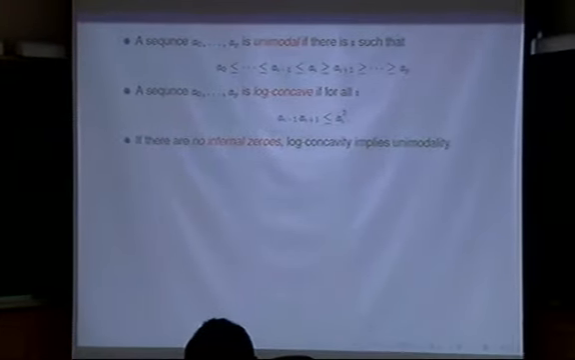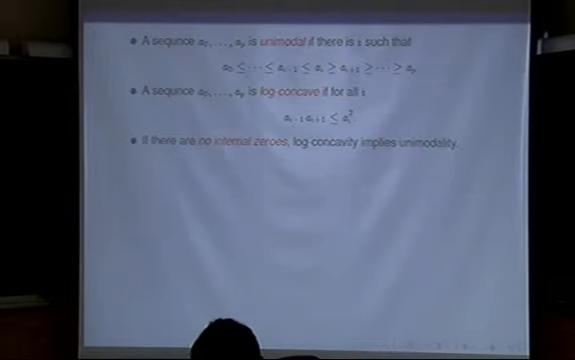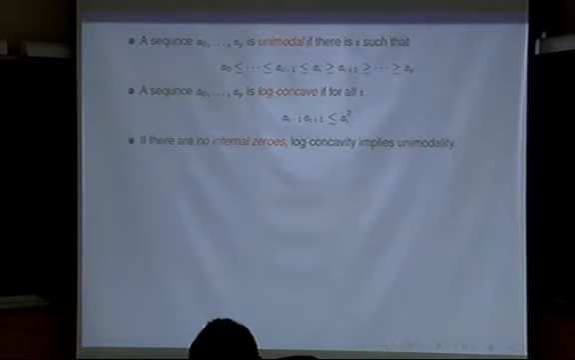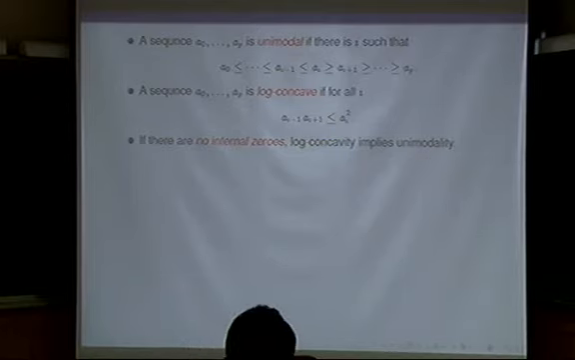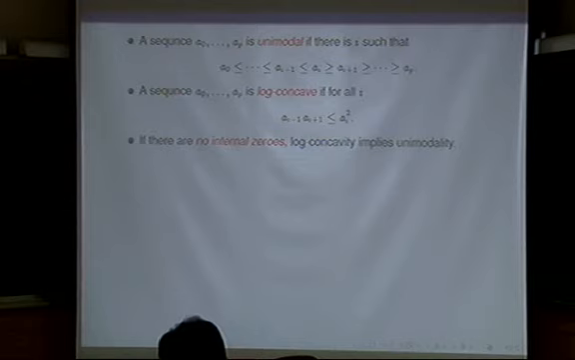If we have a finite sequence of real numbers, then we say that such a sequence is unimodal if it first increases and then after some point it decreases. And the second condition we're interested in for such a sequence is log-concavity. It says that if you pick any point in the sequence and square it, then that number is larger than the product of the two terms beside it. And it is easy to check that the second condition is usually stronger than the first one, which means that if the sequence has no internal zeros, then log-concavity implies unimodality.